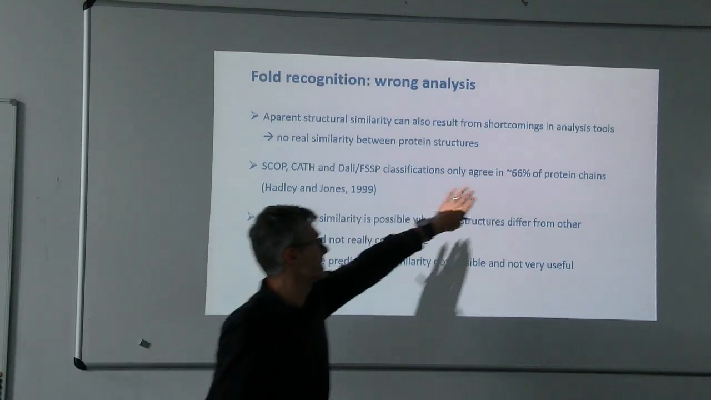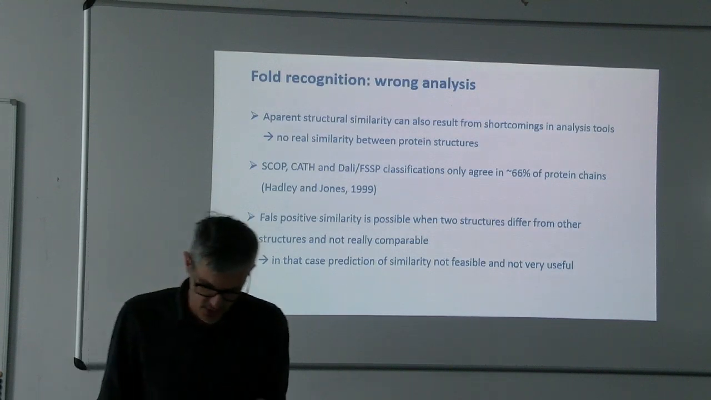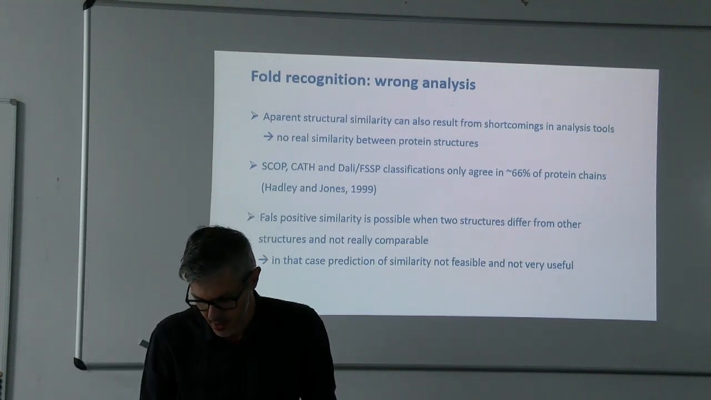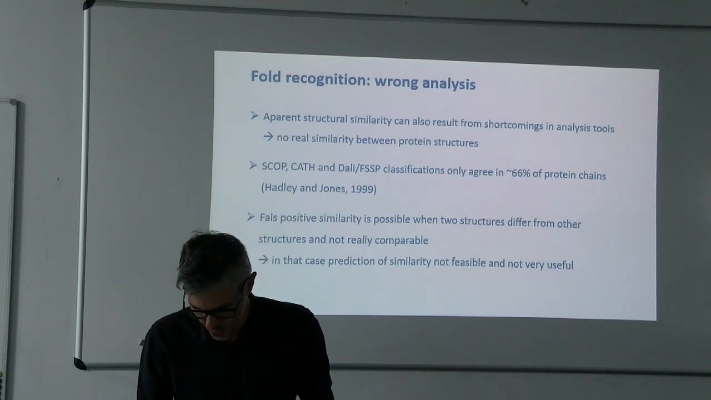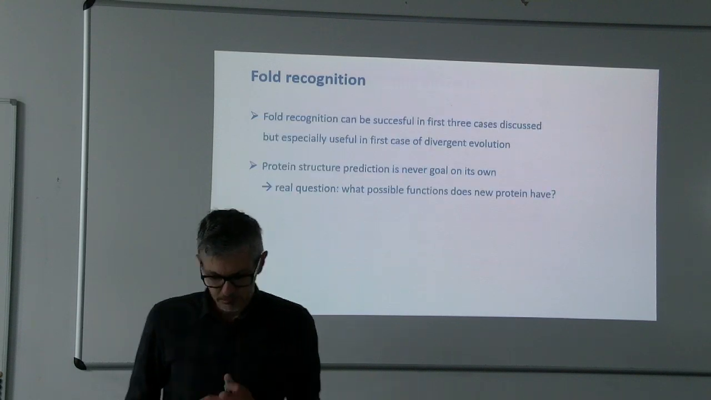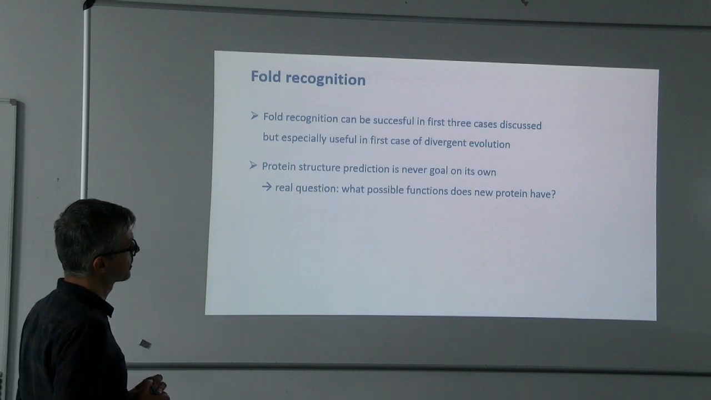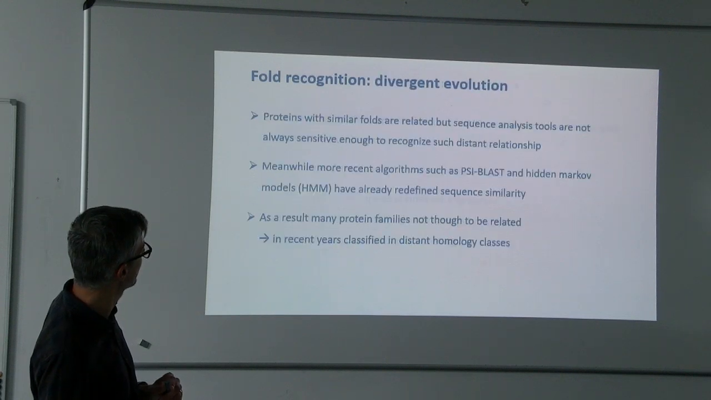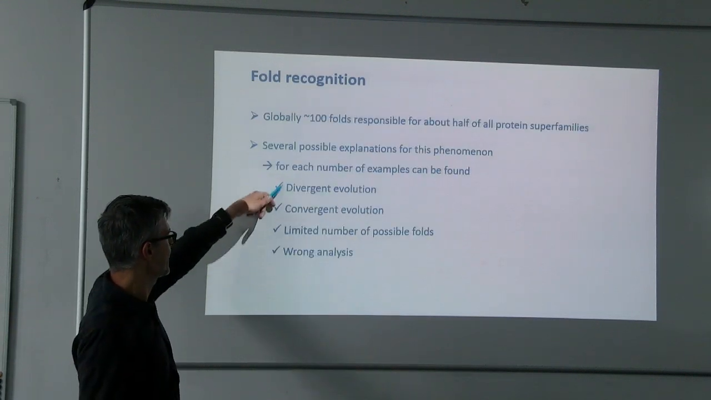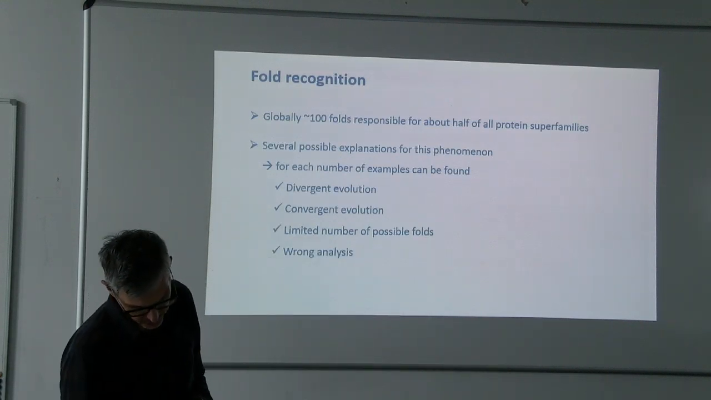Of course, still 66% is more than half. So most proteins normally do have the same classification, but in some cases it's known that the analysis is wrong and that the classification is not entirely correct. Fold recognition can be successful in the first 3 cases, of course, which makes sense, not if the analysis is wrong. But in these 3 cases, you should be able to find the fault, recognize the fault.